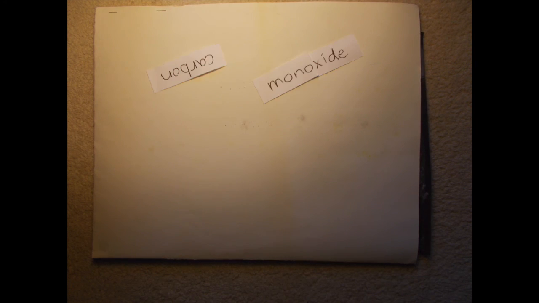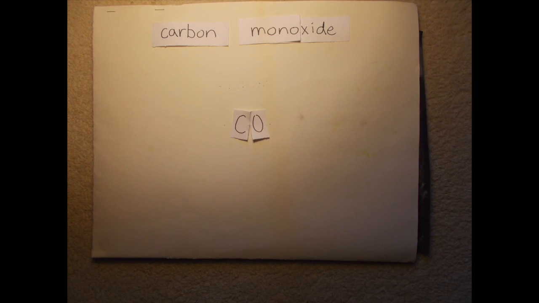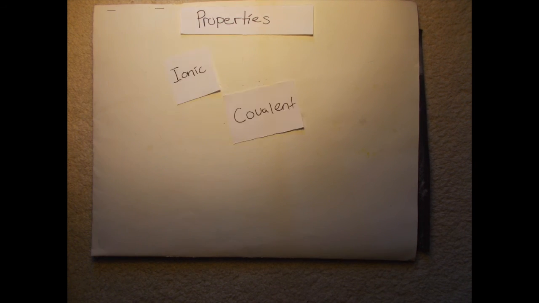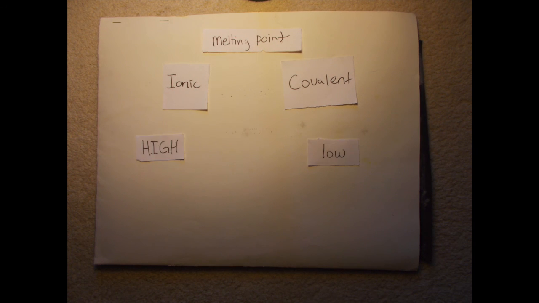To write the formula for covalent bonds, take the symbols and use the Greek prefixes to find the amount of atoms written as the subscripts. Now we're going to talk about the properties of ionic bonds and covalent bonds. Ionic bonds have a higher melting point because they are held more tightly together by their positive and negative attraction, while covalent bonds are loosely packed and have a lower melting point.